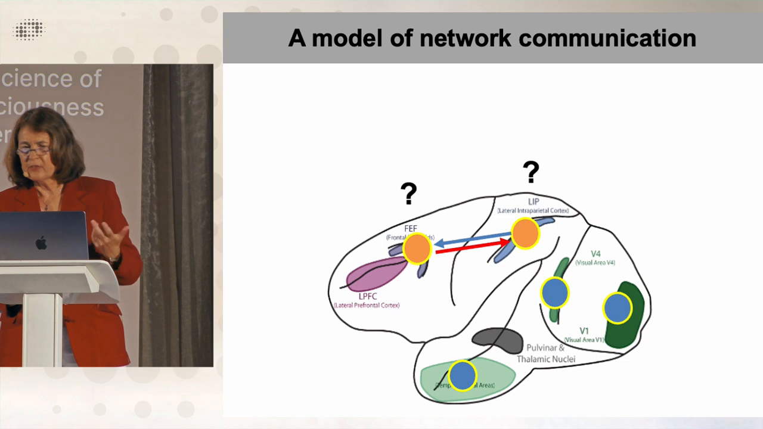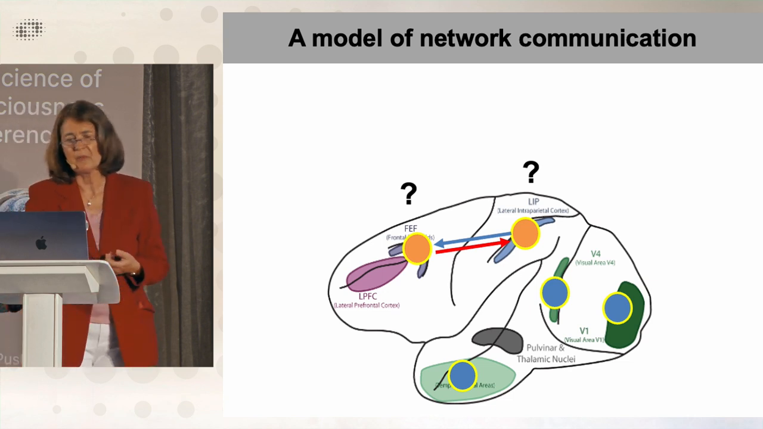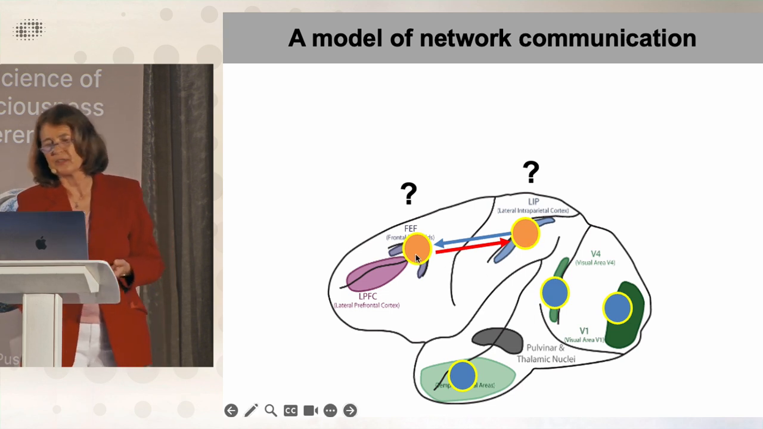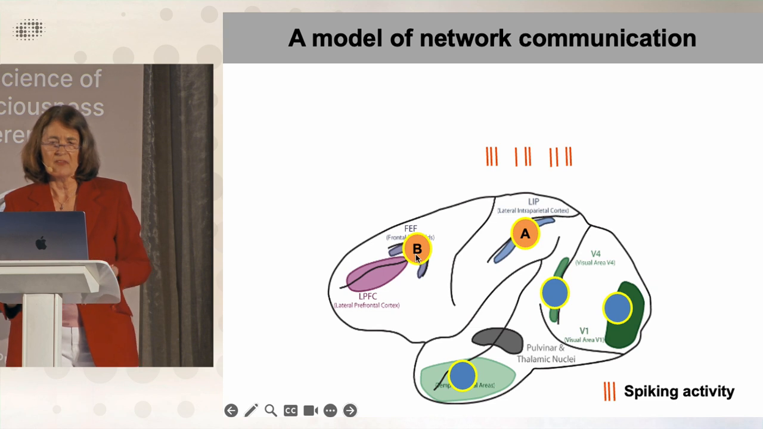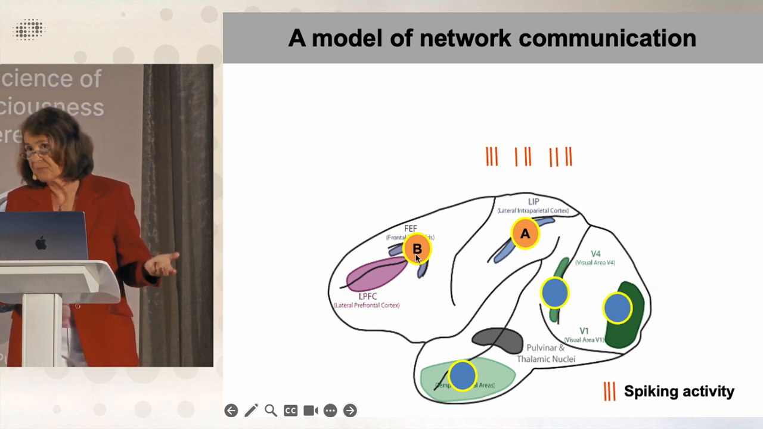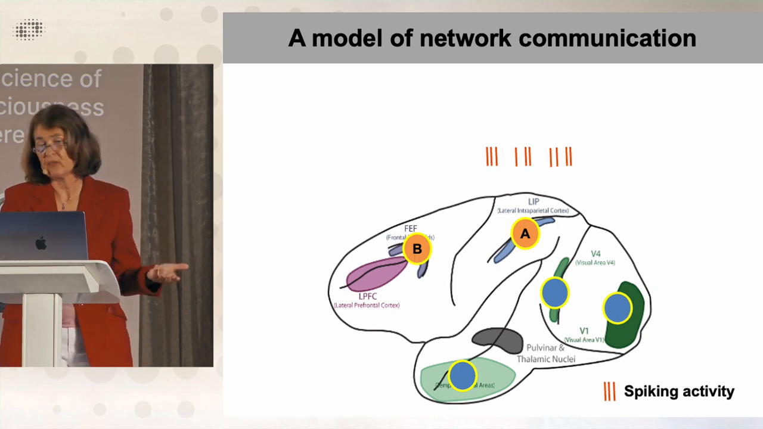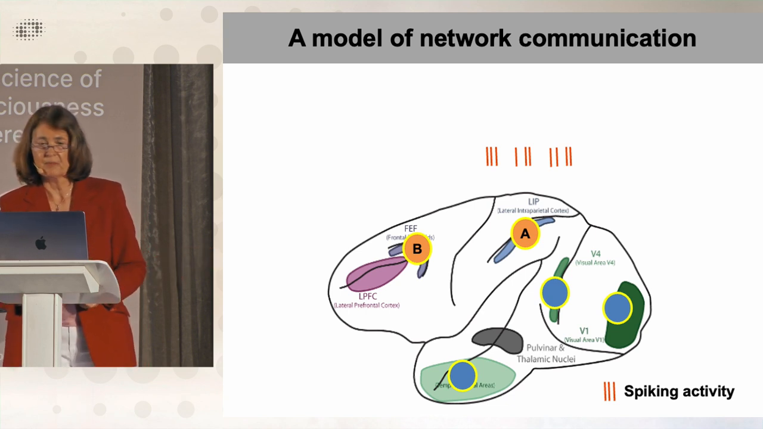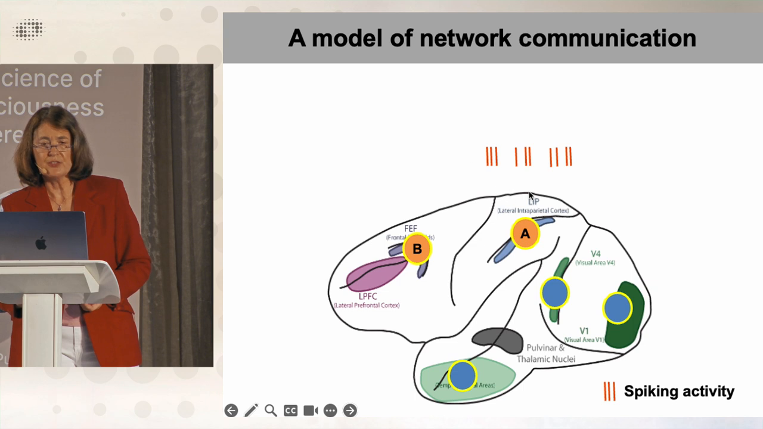And I just want to give you some of these ideas behind that in schematics here. So we are looking at these two nodes here in parietal cortex and in frontal cortex. And we are looking at spiking activity. That is what area A wants to get to area B. How can that happen? Let's just step one back.